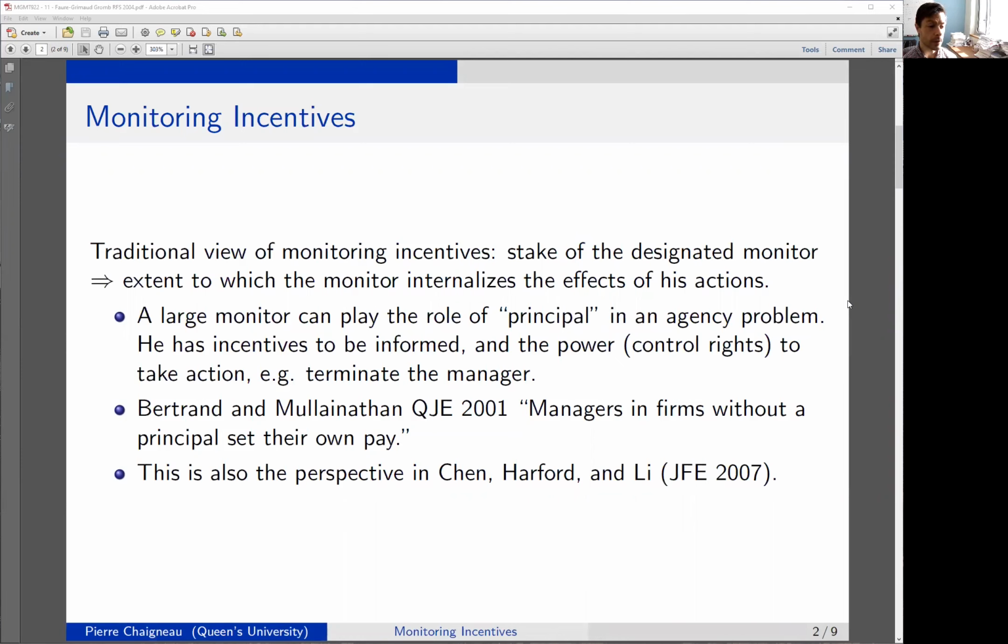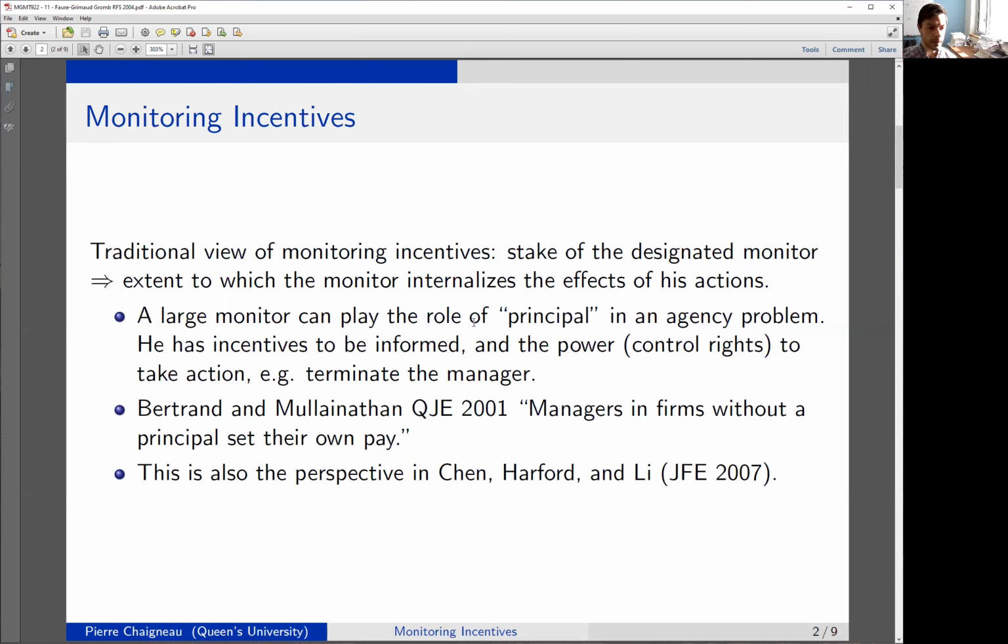This paper goes against the traditional view of monitoring incentives, which is that the larger the stake of a firm's monitor, so think about, for example, a venture capitalist, the larger the extent to which this monitor will internalize the effect of his actions. If you own a greater percentage of shares in a firm, you're going to have stronger incentives to make value improvements.